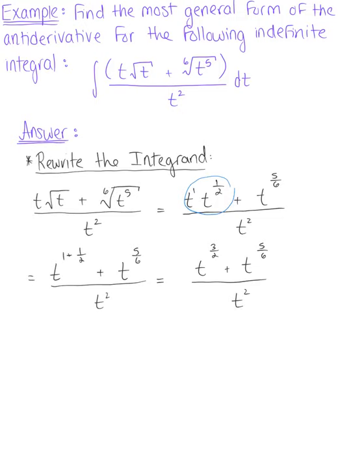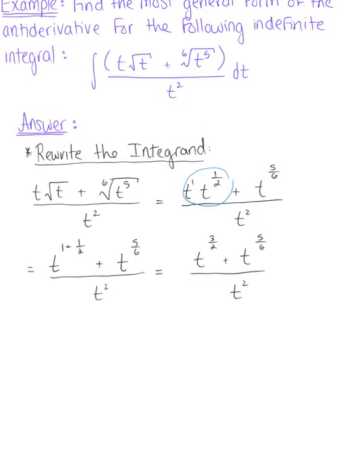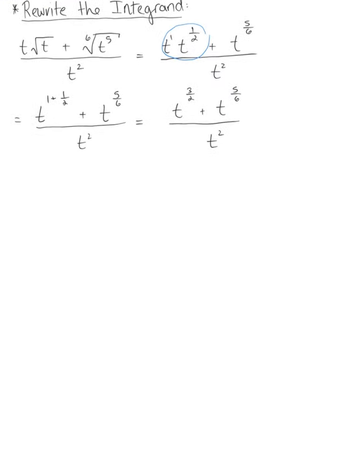And so at this point, we now want to bring that denominator up. And there's multiple ways to approach this. What I'm going to do is leave the numerator as it is, t to the 3/2 plus t to the 5/6, and multiply this by t to the -2. And so we can now distribute t to the -2 through to both terms, and this is equal to t to the 3/2 minus 2 plus t to the 5/6 minus 2.